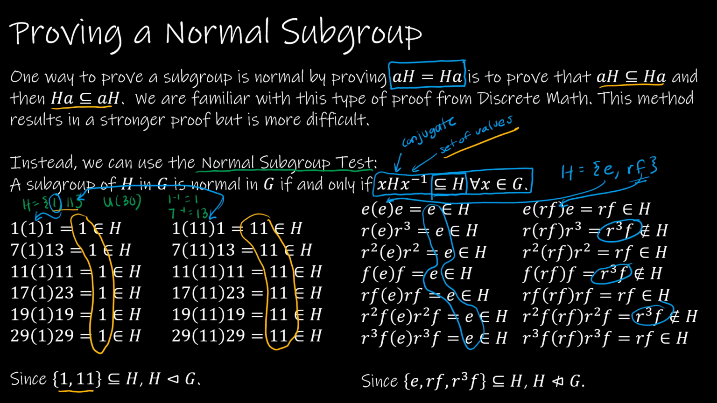So if I'm looking at the set of values, the set of values is E, RF, and R cubed F. But if you'll notice, that is not a subset of H because R cubed F does not occur in H. Therefore, H is not a normal subgroup of G.